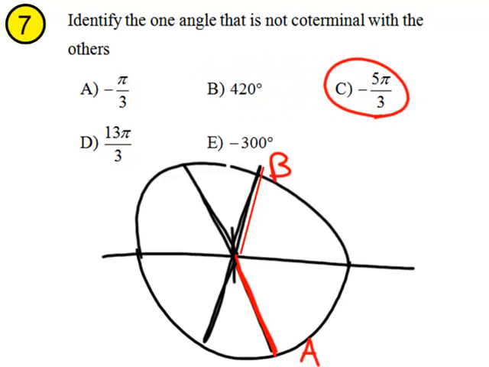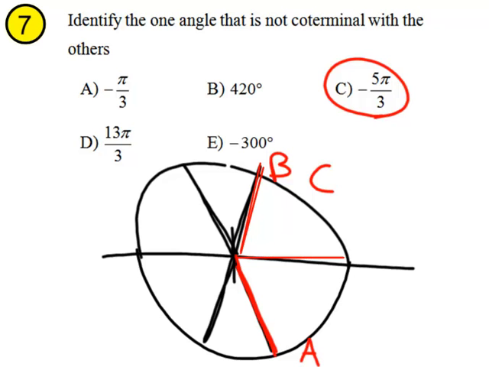Let's go ahead and, let's see, be a tiebreaker, negative 5 pi over 3. So I start at 0 and I sweep negative 1 pi over 3, negative 2 pi over 3, negative 3 pi over 3, negative 4 pi over 3, negative 5 pi over 3. It looks like A is the odd one out. We can quickly confirm that D and E also agree with B and C here. Let's just do that real quickly.